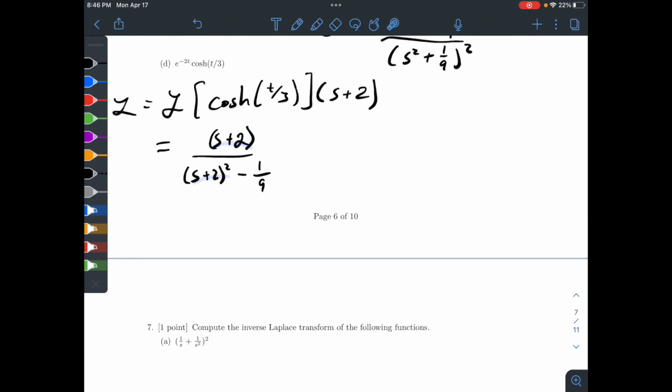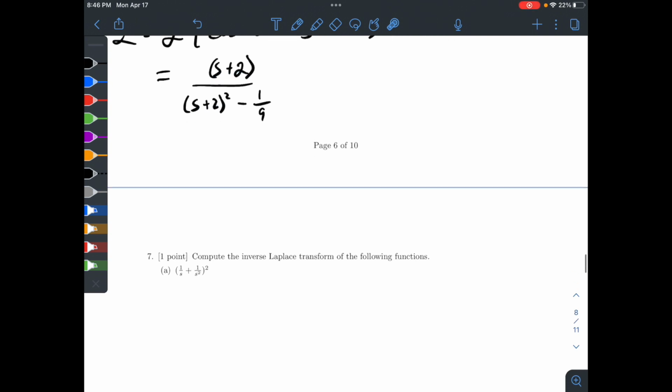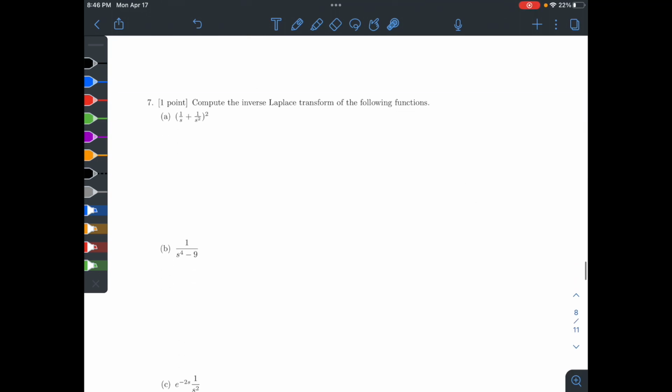Notice that there were 2 s's over here, so we're replacing all of our s's with s plus 2's, not just one of the s's, you know?